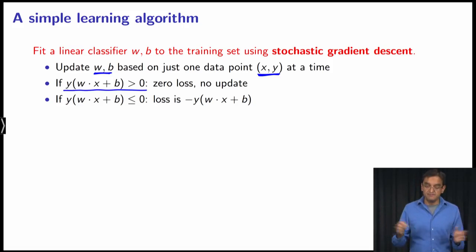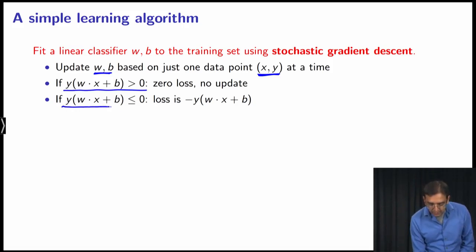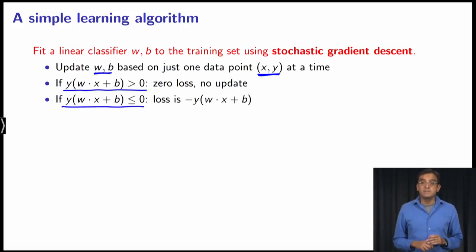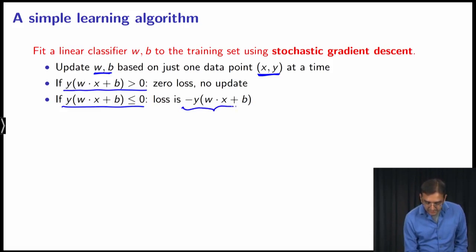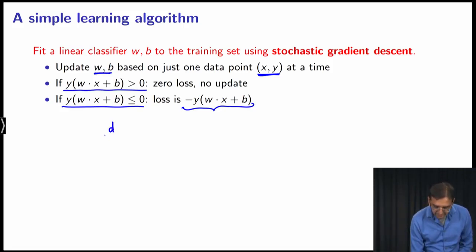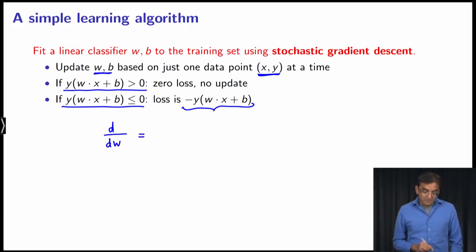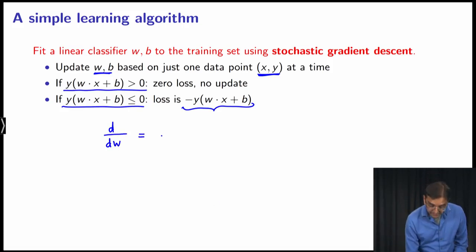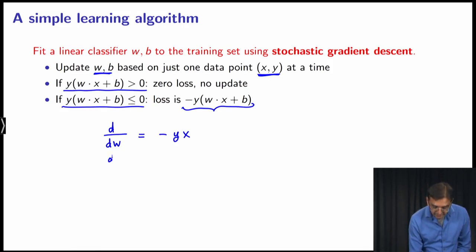That's easy. What if we get it wrong? What if w dot x plus b has a different sign from y? In that case, the loss that we formulated is minus y times (w dot x plus b). And what is the derivative of this thing? Let's see. What is the derivative of this with respect to w? Well, it's just minus yx. And what's the derivative of this with respect to b?